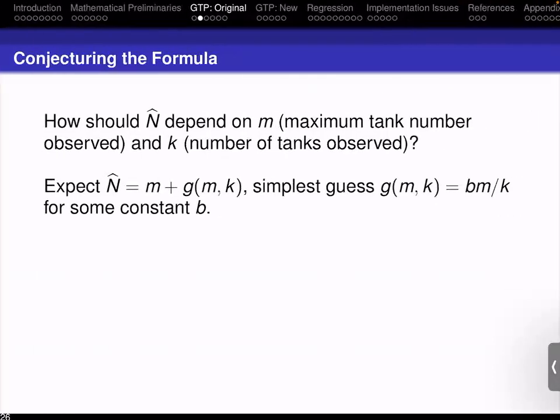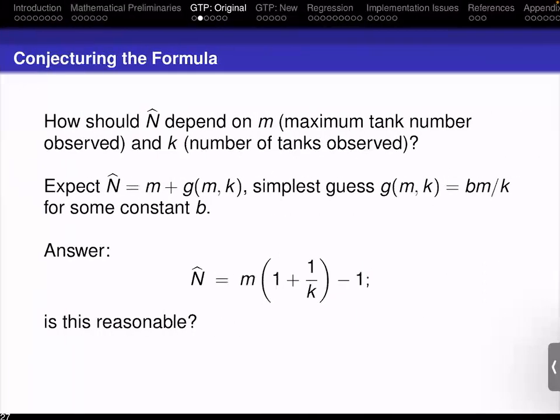So let's try, our expected value is m plus maybe some constant b times m over k. As I increase m, it's going to go up. As I increase k, it's going to go down. It turns out the answer is m times 1 plus 1 over k, minus 1. So it's almost perfectly m over k.